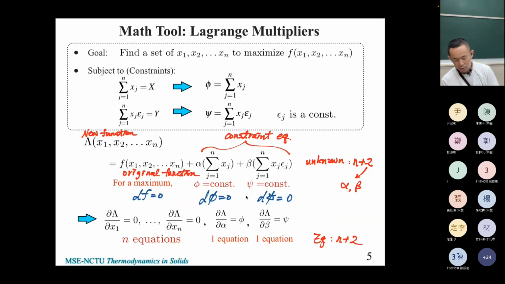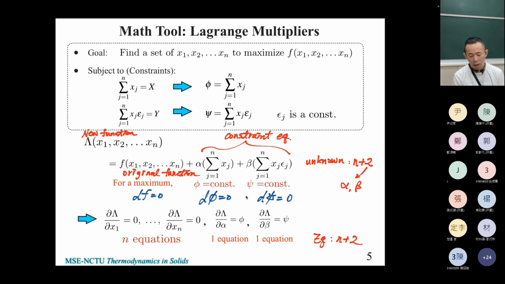There are n plus 2 equations. So n plus 2 equations and n plus 2 unknowns. So now you can solve all of them. So that's the idea of the Lagrange multiplier. We just borrow the behavior that differentiation of a function equal to 0 gives us the maximum.